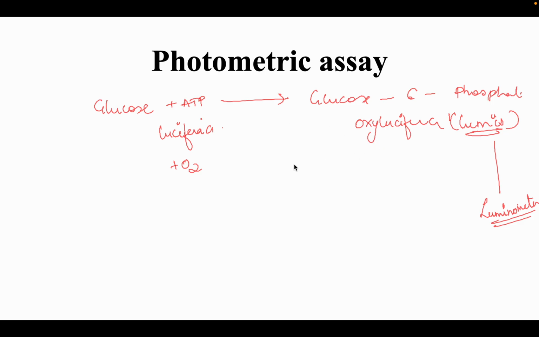So this is a discontinuous measurement. We stop this reaction by adding H2O2, and the luciferase interacts with the ATP molecules, and we get a luminescence reading. This is an example of a luminometer or luminescence assay.